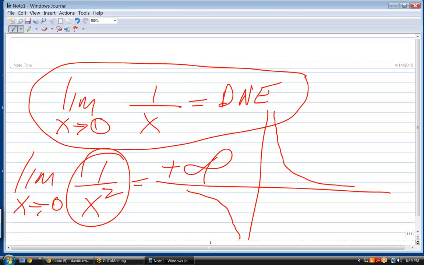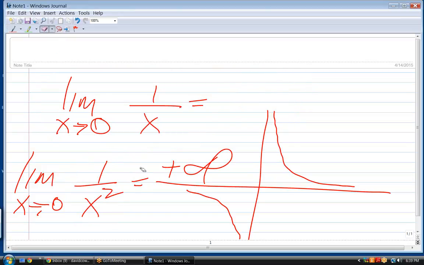Okay, I'm still confused about one thing. So why can't we use substitution to do that? I do not know. You could. I can substitute x equals 0. I get 1 over 0. That's infinity.